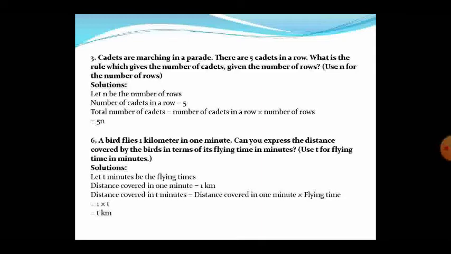They have given the variable. You have to take that variable and what is given in the question, understand it, and write the pattern. The bird flies 1 kilometer in 1 minute. You have to express the distance covered by the bird in terms of flying time in minutes. So the flying time in minutes is t. Let t minutes be the flying time. How much distance is covered in 1 minute? 1 kilometer. So the distance covered in t minutes equals the distance covered in 1 minute into the flying time. So that is 1 into t.